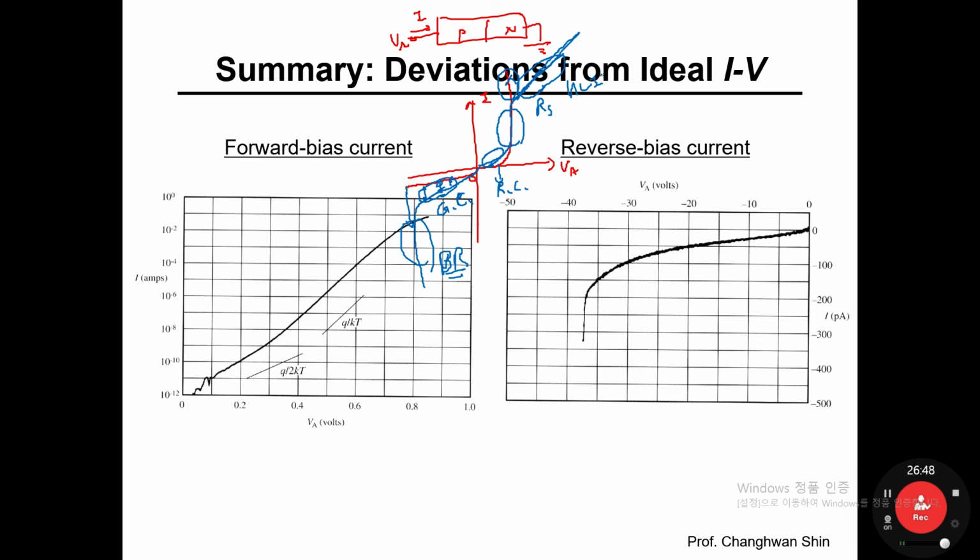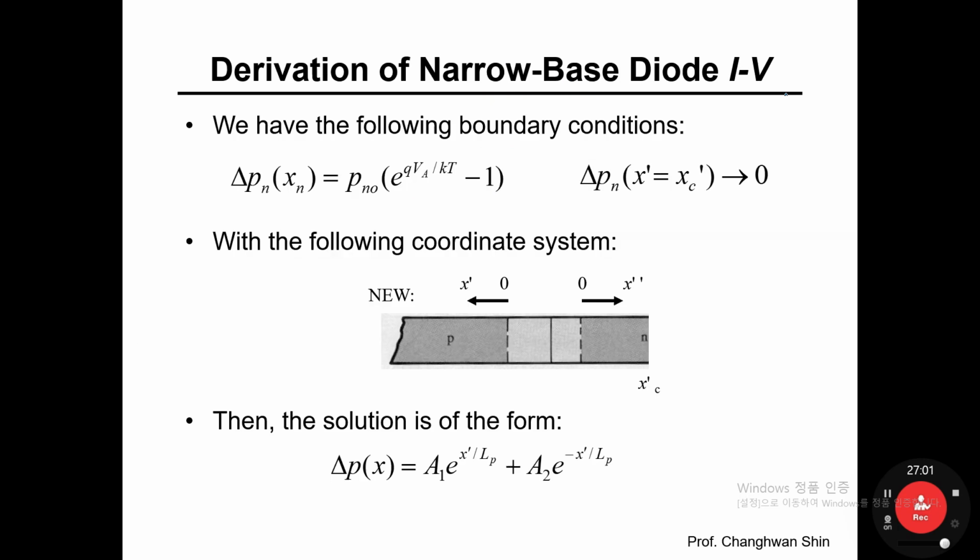And we have done the DC analysis as well as the electrostatic analysis. So please review all the stuff and see you in the next movie clip. In the next movie clip, I'm going to tell you some derivation of the narrow base diode current versus voltage characteristics. So this would be a good starting and initial point in understanding the bipolar junction transistor.